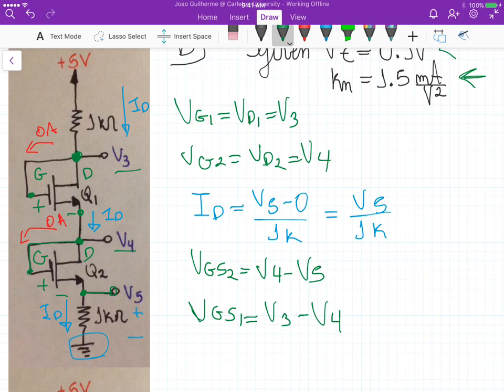So we still have 1, 2, 3 equations here, and 3 unknowns, sorry. And we still need to simplify the equations in order to be able to find out some quantities in this circuit. So if we now look at this branch here, we can write that 5 minus V3, this potential difference here, is equal to ID, which is the current flowing through the 1K, times 1K.